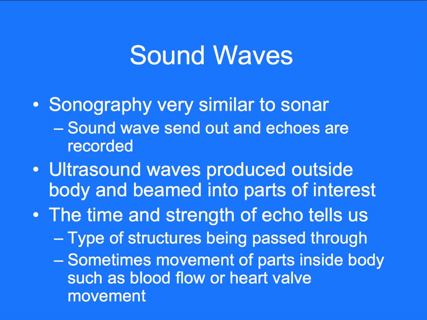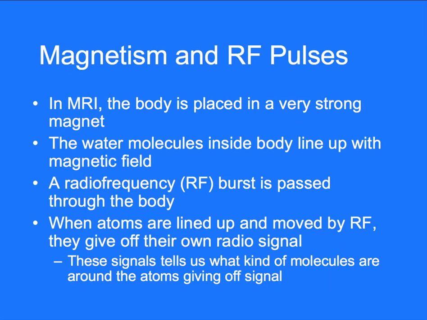The strength and the time it takes for the echo to return tells us an awful lot about the structure that it's being passed through or didn't pass through, as the case may be. Sometimes we're even able to tell things about the moving parts inside the body, such as blood flow or heart valves and things like that. So that's how we use sound waves. With magnetism and RF pulses, what we're dealing with is that in MRI, we put the body inside a very strong magnet.